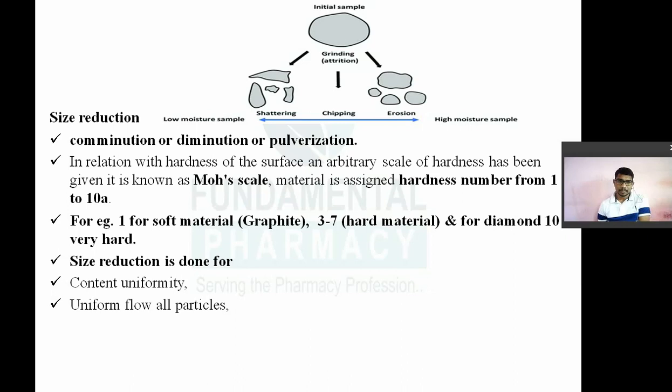So first one is, size reduction is done for content uniformity. If you have a uniform size of particles in your powder, suppose that you have paracetamol. If you don't have a uniform size of the particles, then there may be a chance of dose dumping, there is a non-uniformity of dose. So for uniformity of dose, for uniformity of content in a particular tablet, you need a uniform particle size of the material. That is the reason for content uniformity.